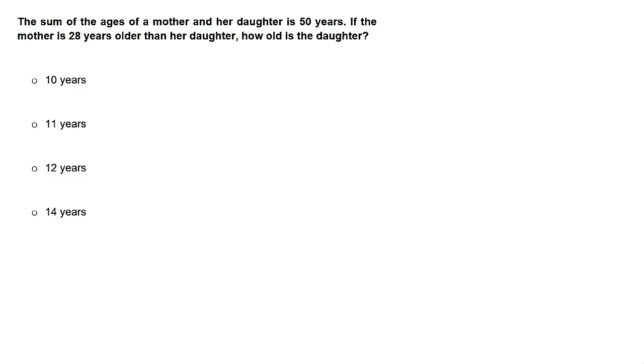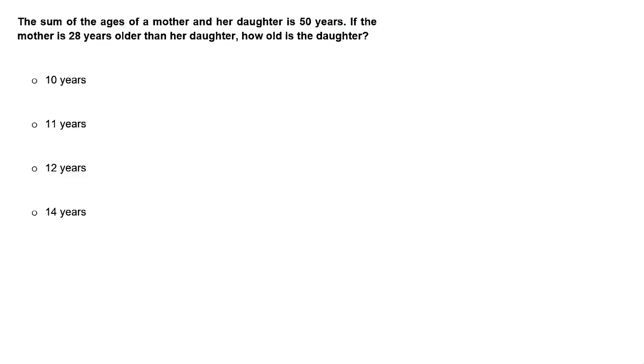The sum of the ages of a mother and her daughter is 50 years. If the mother is 28 years older than her daughter, how old is the daughter? 10 years, 11 years, 12 years, or 14 years? Let's take a closer look at the problem and evaluate the information that we're being given.